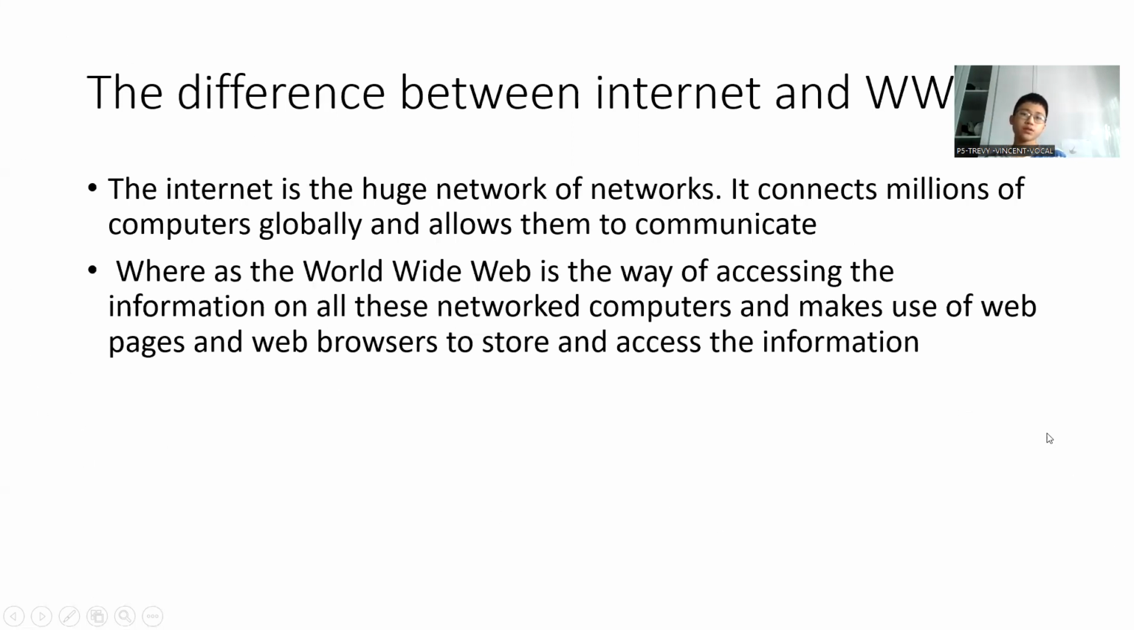The difference between the internet and the WWW. The internet is the huge network of networks that connects millions of computers globally and allows them to communicate. Whereas the World Wide Web is the way of accessing the information on all these network computers and makes use of web pages and web browsers to store and access the information.